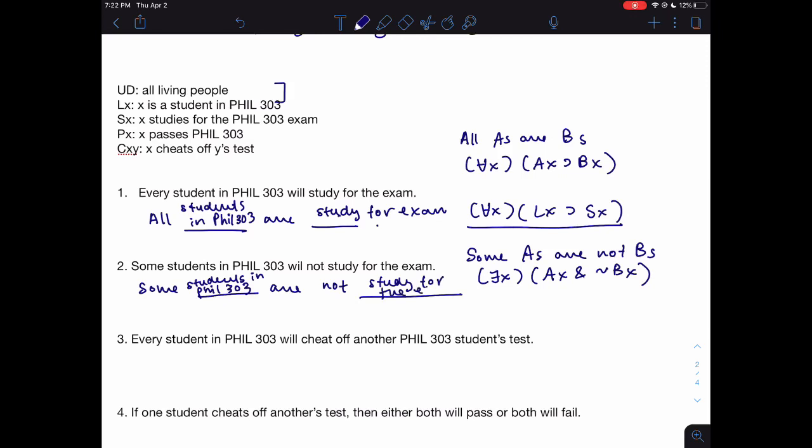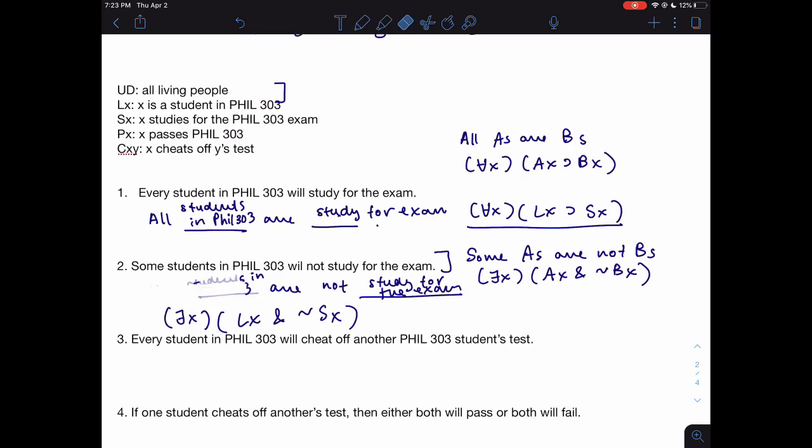Again, not a grammatical sentence, but you can see how manipulating this sentence we're translating into this format will make it really easy to get the translation we want. So here's how we do that. Some students in Phil 303, so there exists an X such that X is a student in Phil 303, so LX, and it is not the case that S studies for the exam.